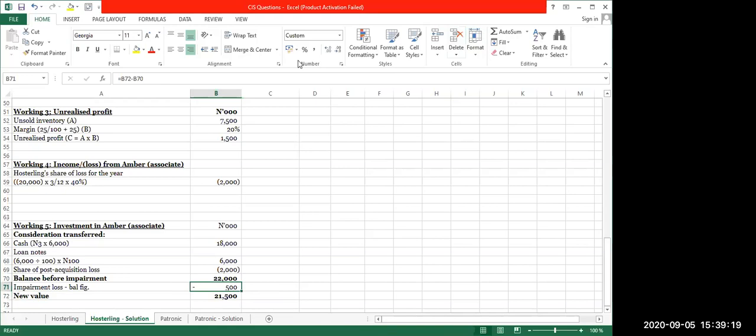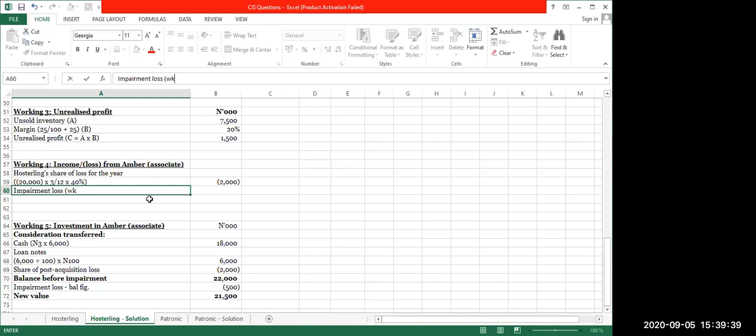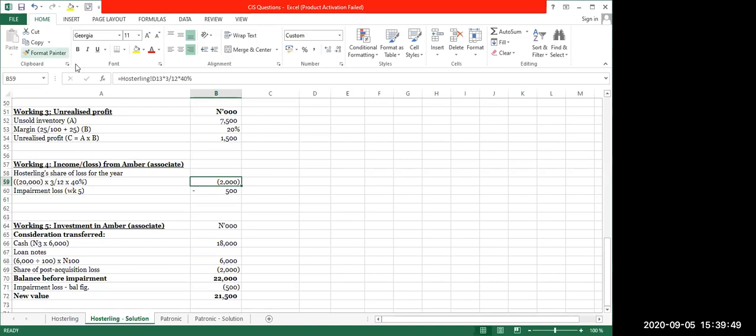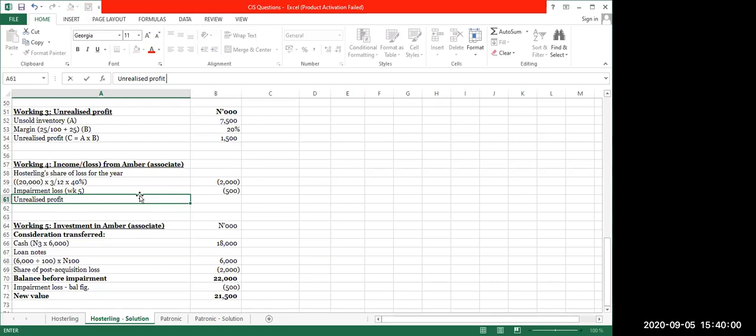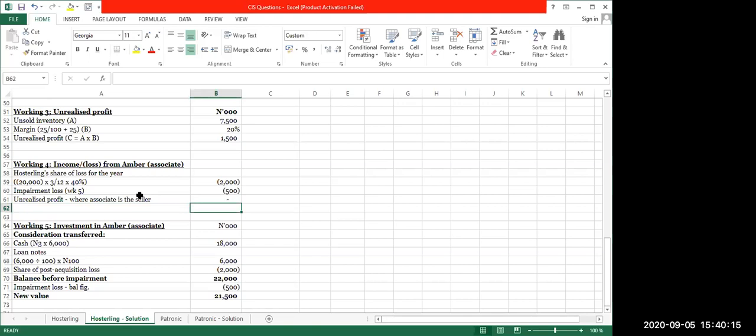So again, I will just format that too. So the reason for doing all of this was so that we can just have a line item here under working four, which we'll refer to as impairment loss. We got it from working five. We pick our figure, we drop it there. The last item based on our key point is the unrealized profit. If our associate is the seller, where is the associate the seller? Well, there was no transaction between the parent and the associate during the year. So that marks the end of calculating that aspect.